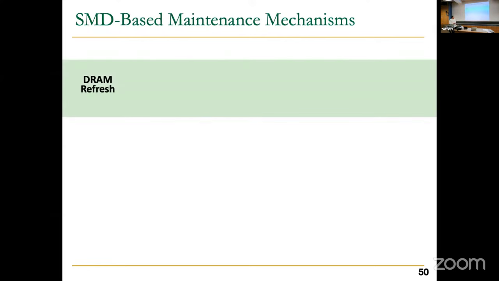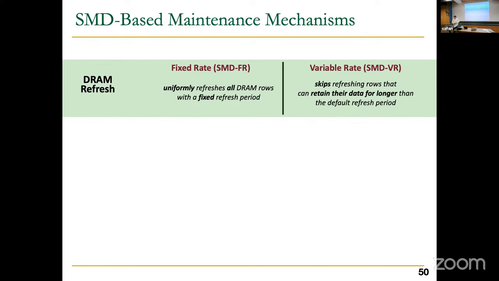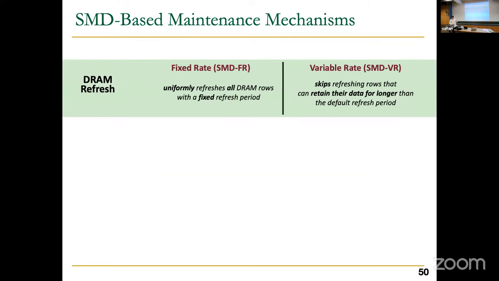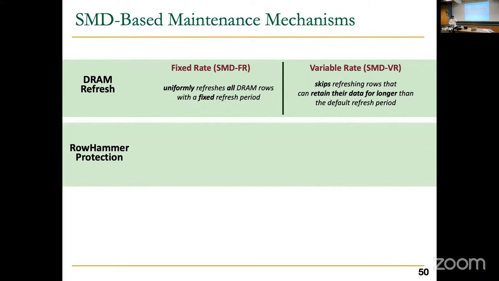And in the paper, we implement three high-level mechanisms. So for DRAM refresh, we have a fixed rate SMD FR refresh mechanism that is basically the same refresh mechanism in DDR4, but inside the DRAM chip. We have the variable rate refresh mechanism that skips refreshes for rows that can retain data for longer than the standard refresh window, the default refresh period.